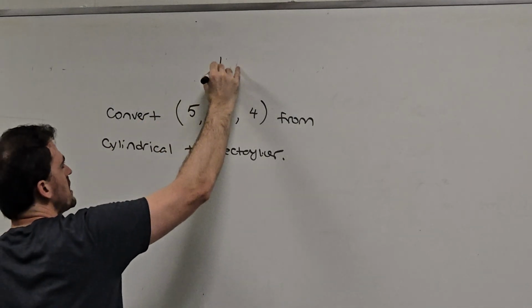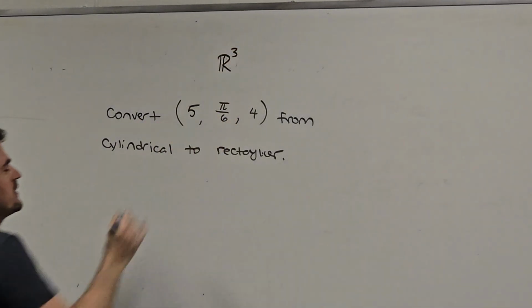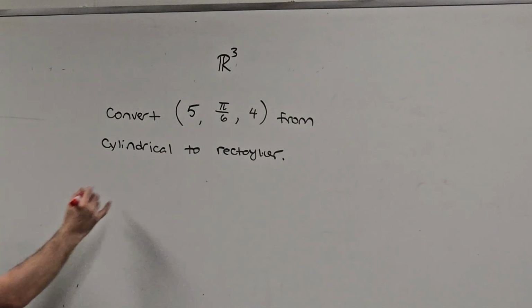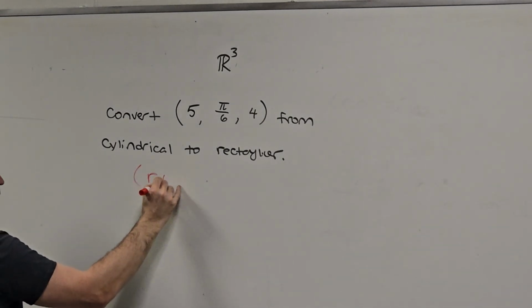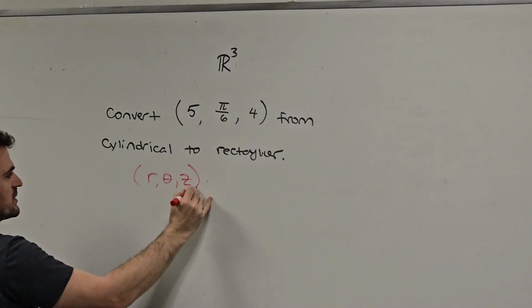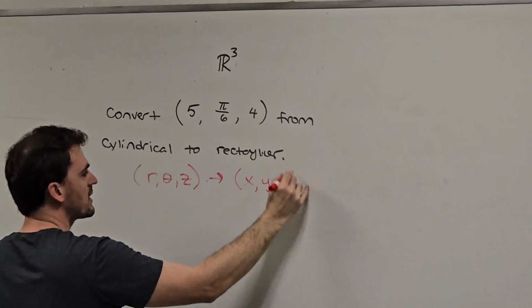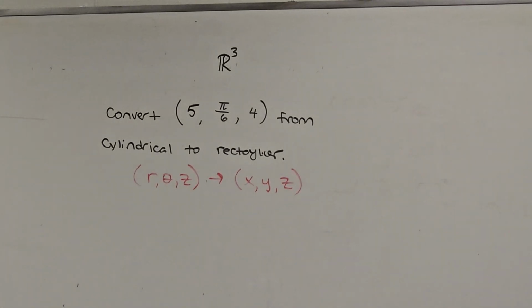So now this is where we shift in the lesson. Now we're in 3D. So we're not going to call these polar coordinates, we're going to call these cylindrical coordinates as we're improving. We're converting from cylindrical, so we're going from r, comma, theta, comma, z to rectangular x, comma, y, comma, z.